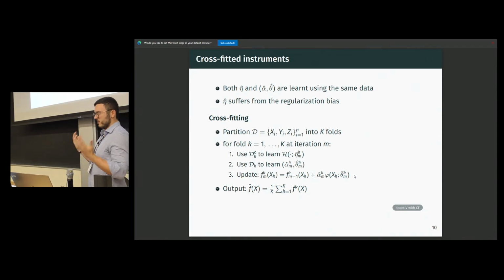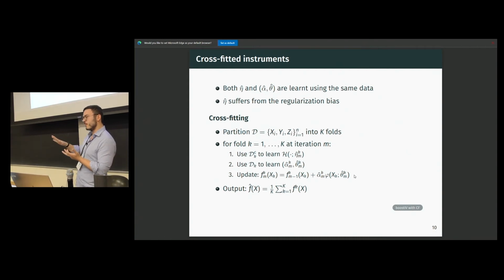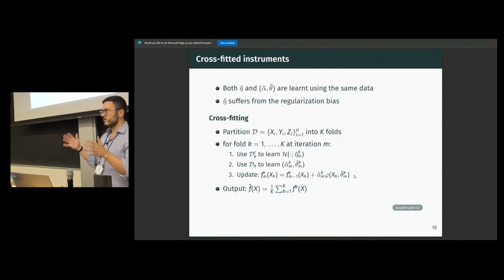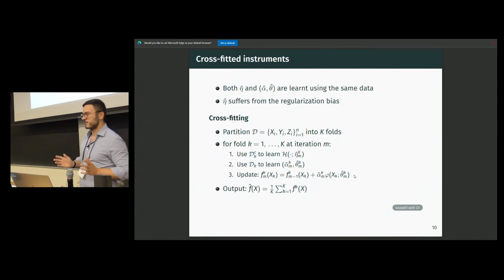So we achieve two things by doing that. First of all, we get rid of this regularization bias propagation. And second of all, since we use all the data to estimate both sets of parameters, we do not sacrifice efficiency, which is really important.